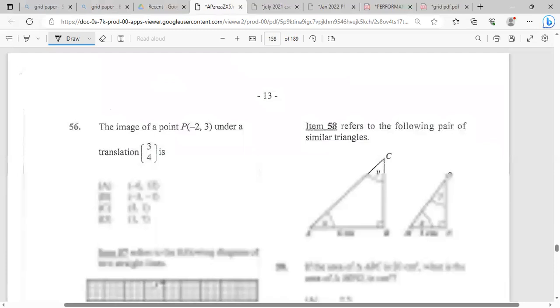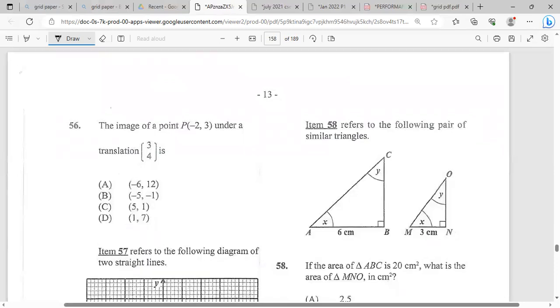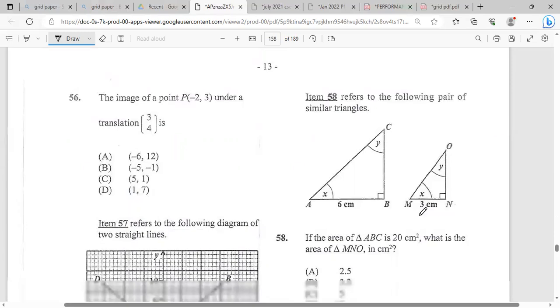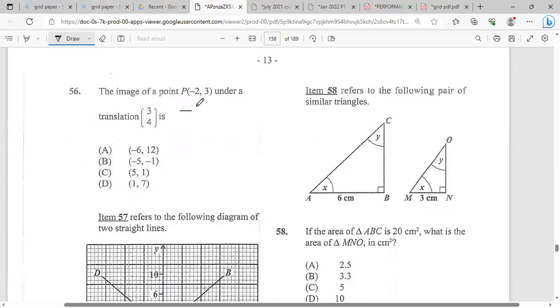The image of a point P negative 2, 3 under the translation 3, 4. So what we do is just add, because that's what the translation is. You add, and you should have done the translation on a grid with your teacher to get the full understanding. 2 plus 3, that's positive 1. And 3 plus 4, 7. So that's D.